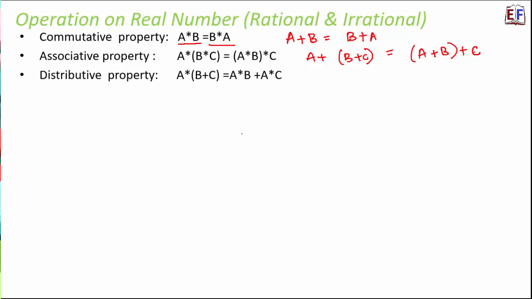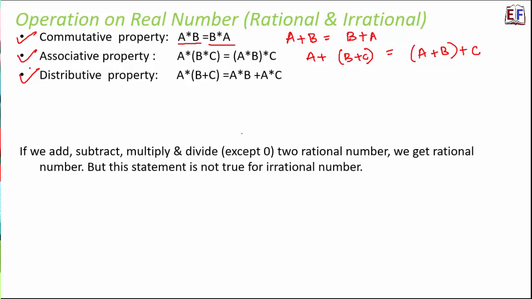Then comes the distributive property, which tells that A multiplied by B plus C is equal to A multiplied by B plus A multiplied by C. So if you see, all these properties are something which we have been learning since junior classes. All that we are trying to tell is these properties are also followed by real numbers, that is both rational and irrational numbers. Now, please note an important thing here.